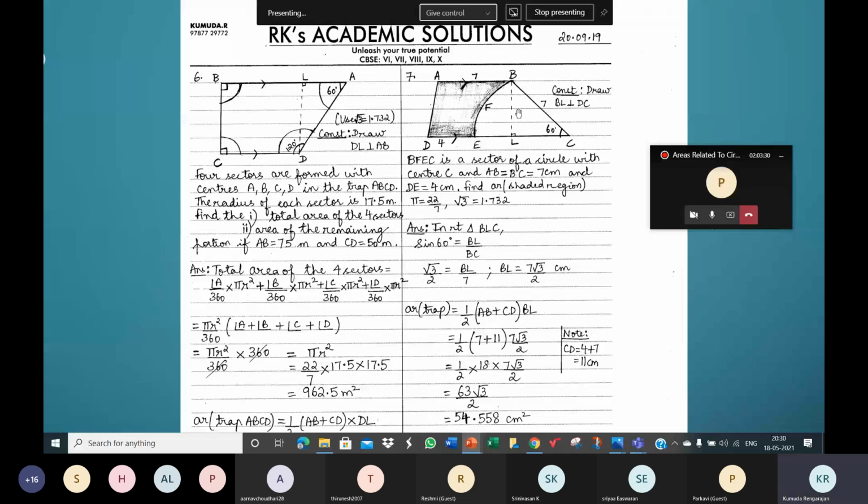For 60 degrees, BL is the opposite side. So we connect opposite and hypotenuse using sine 60 degrees.